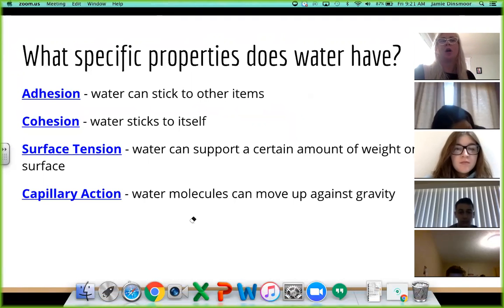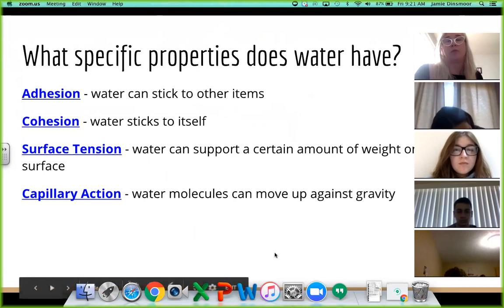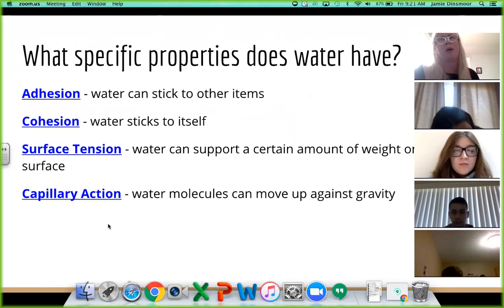So these are vocabulary terms here that you should have gotten from the properties of water lesson, right? If you didn't and you haven't written them down, this would be the time to do so. By the way, this whole PowerPoint is going to be posted. So if you missed something or I went too quickly through something, you can always go back and look at it again. So we have adhesion, cohesion, surface tension, and capillary action.